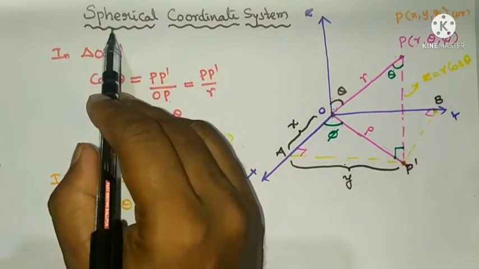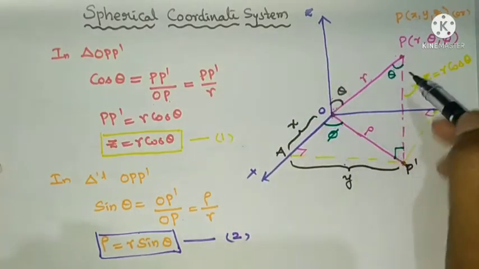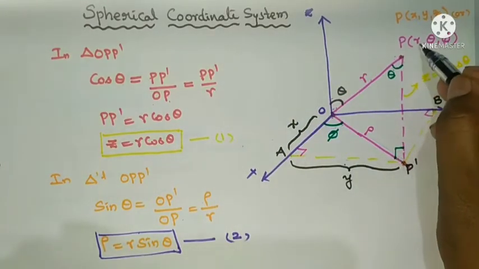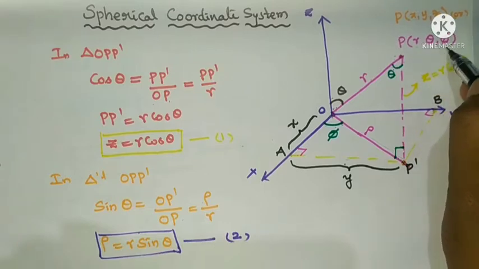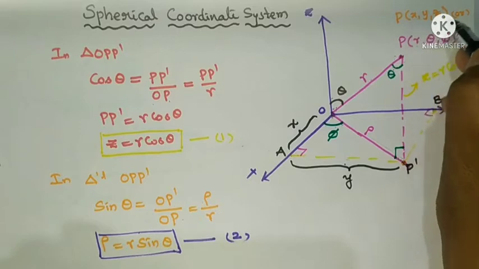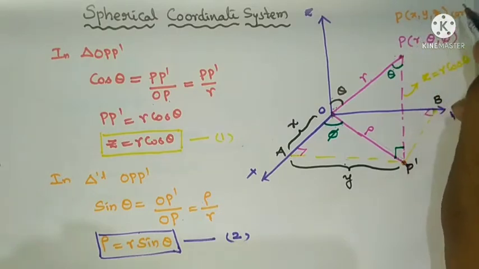Hello friends, today I am going to explain the spherical coordinate system. In spherical coordinate system, the position of the point is represented by r, theta and phi. So the same position can be represented in Cartesian coordinate system as P of x, comma, y and z.